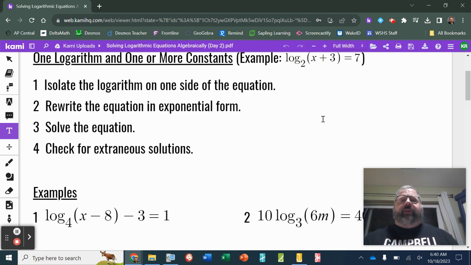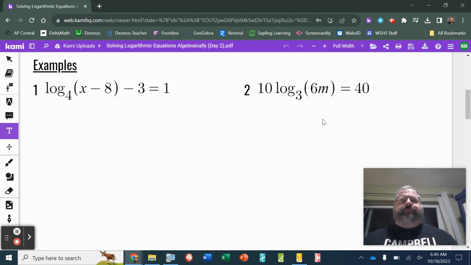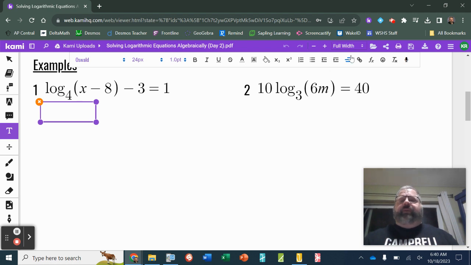Let's work a couple of examples to see how this works. So in number one, I have log base 4 of the quantity x minus 8 minus 3 equals 1. I can look at this and I can see that it is not isolated. The logarithm is not isolated because I have a minus 3 after it. So the first thing I would do is add 3 to both sides.